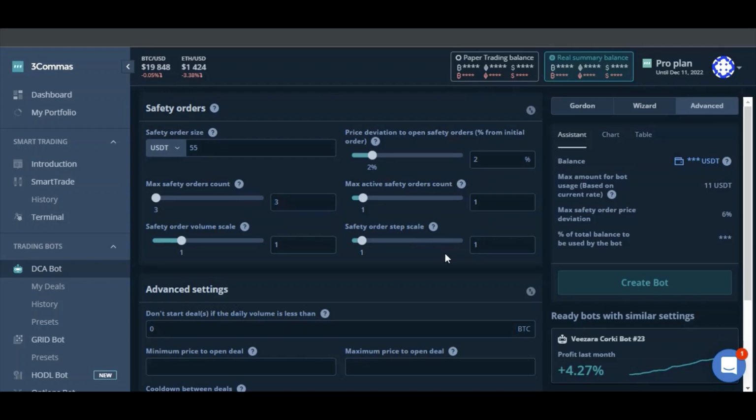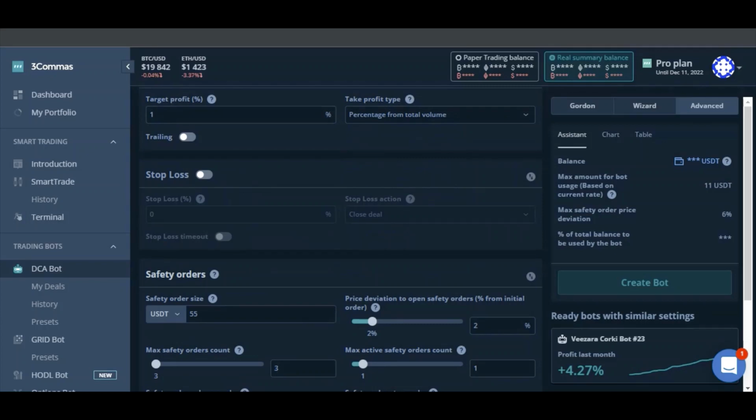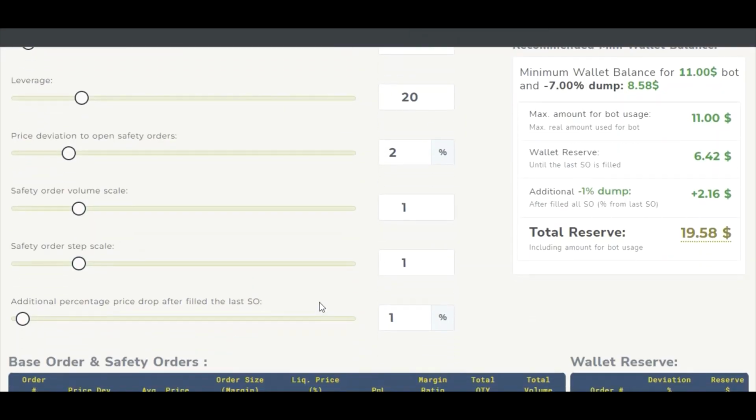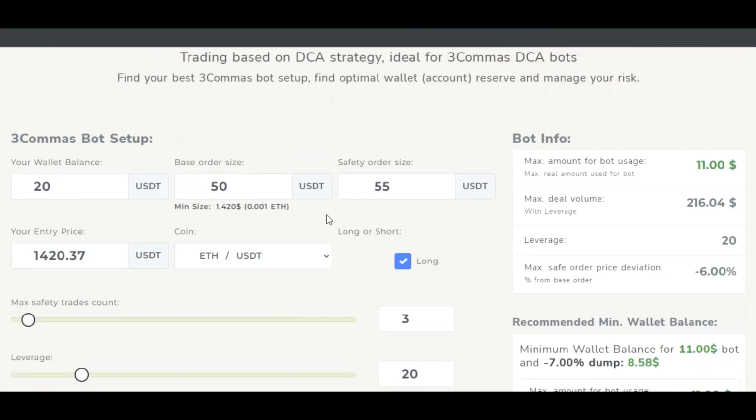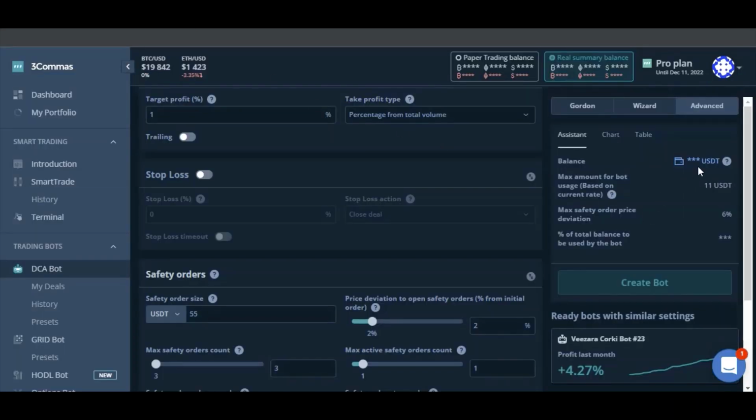Safety order step scale 1, volume scale 1, max safety orders count 1, and safety orders total is 3, right? So again to calculator, and all these being set up, and you can see max amount for bot usage is $11 because we are using a leverage here, right? And this $11 should be the same as in 3COMMAS. You can see $11 here, right?